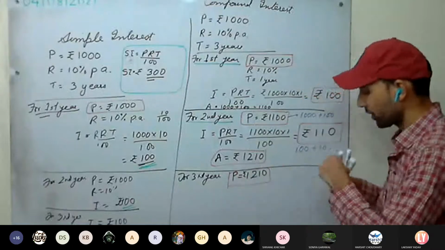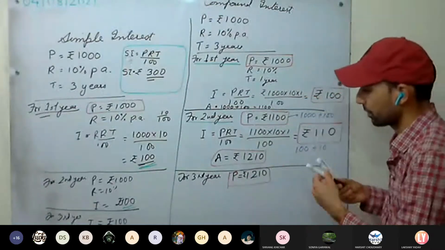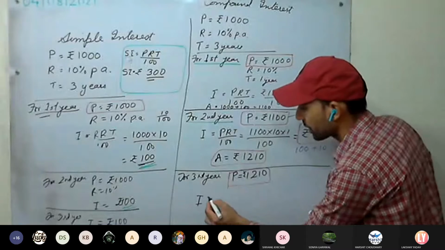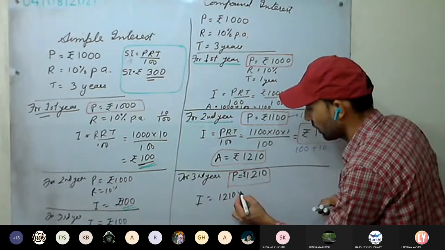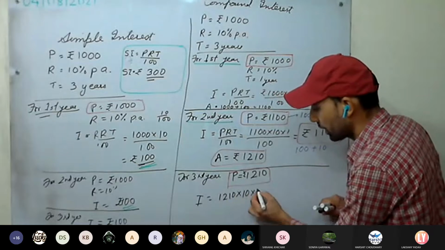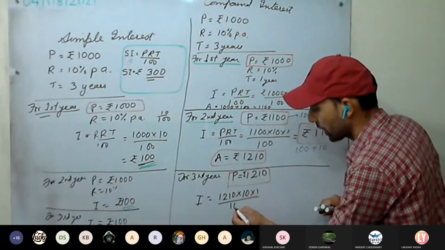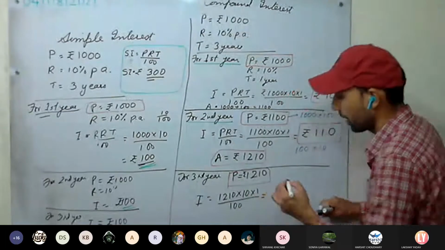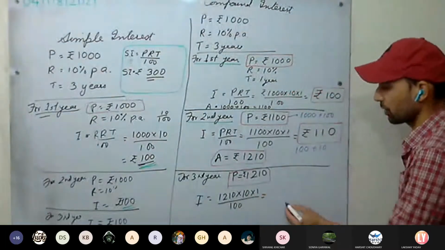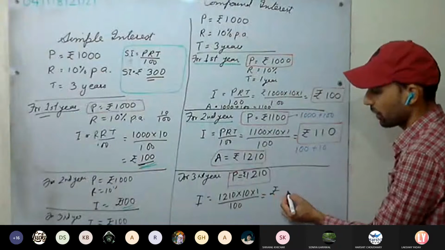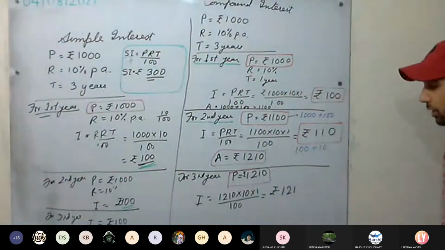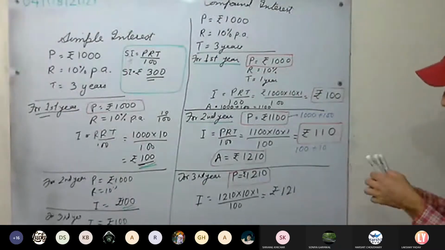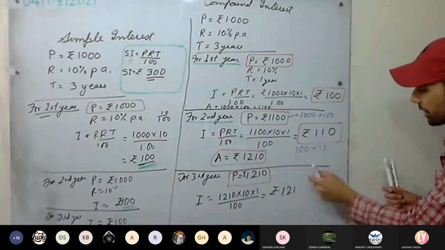Now calculate the interest. PRT upon 100, that is 1210 into 10, time is 1 year only, divided by 100. How much interest will it be? 121. So this time the interest is 121. See here, each year the interest is increasing.